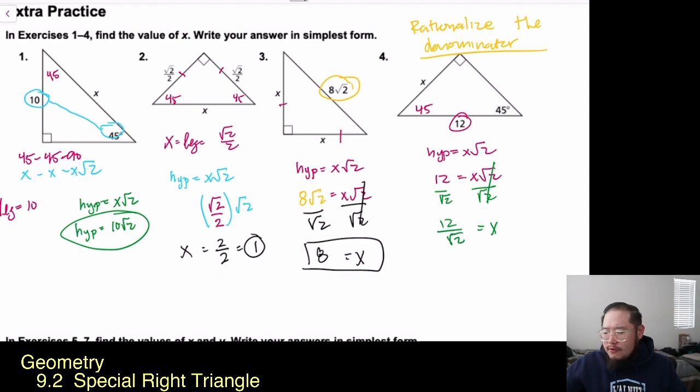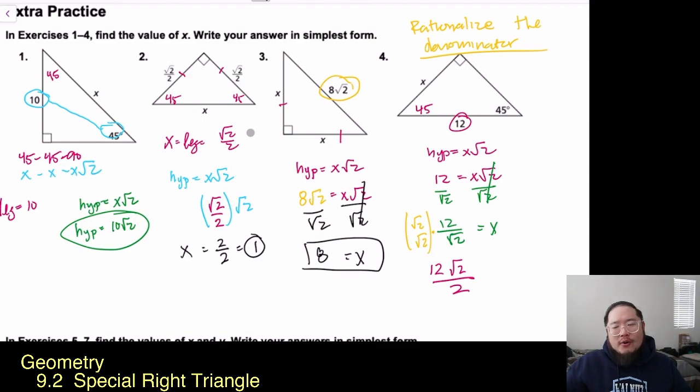Right here, in order for me to get rid of the rad 2, what I'm going to do is multiply top and bottom by rad 2. Because if you took a look at number 2, when I took rad 2 times rad 2, it got rid of the radical and it became 2, because rad 2 times rad 2 is rad 4. So right here, the same thing will happen. Rad 2 times rad 2 will end up equaling rad 4, which equals 2. And then I'll have 12 times rad 2 over 2 right here.